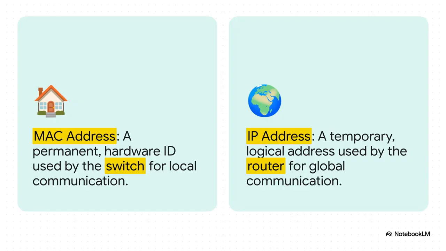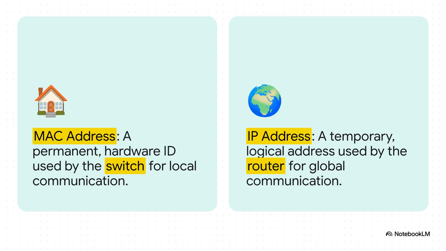Okay, so let's just put this all together real quick. You've got that permanent MAC address, your room number for all the local chats handled by the switch. And then you get a temporary IP address, your global street address, for worldwide communication that's handled by the router.